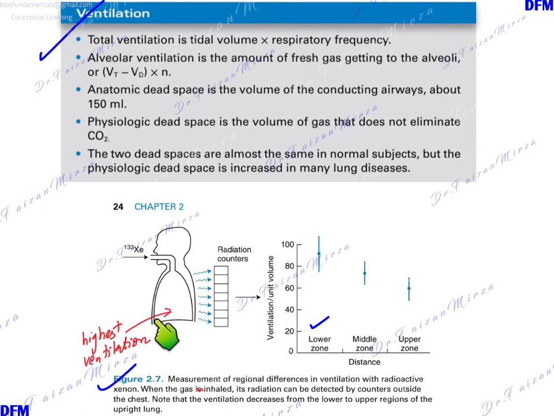We see that the highest ventilation is in the lower zone. So this tells you that the lungs have a regional difference in ventilation. Highest ventilation is present in the lower zone, lesser ventilation is present in the middle zone, and the uppermost zone has the least ventilation in the lungs.